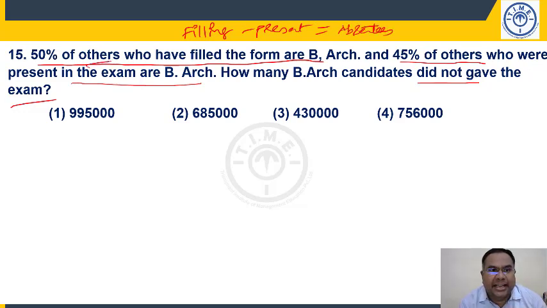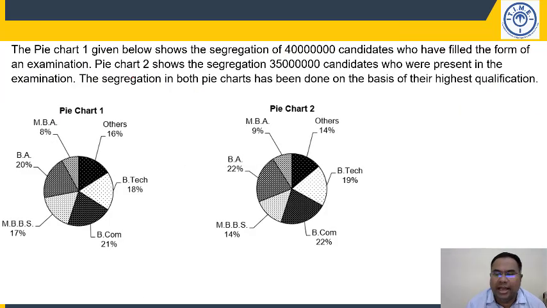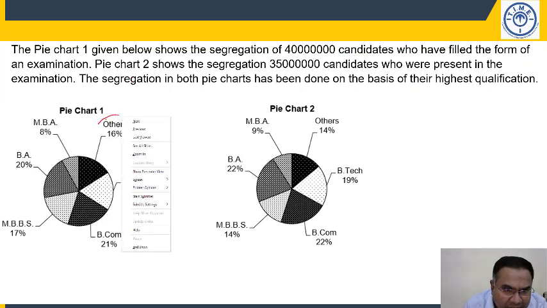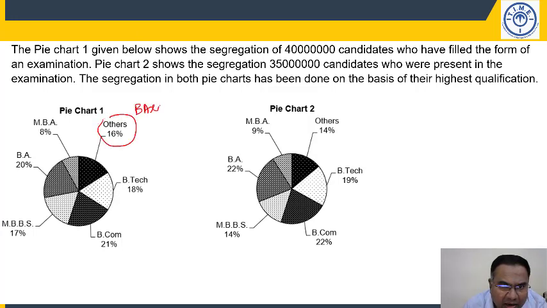From the others category, 50% who have filled the form are BR, and 45% of others who are present in the exam are BR. How many BR did not give the exam? We need to find out how many are absentees. Others is 16%. Out of this 16%, BR is 50%. Half of this is 8%. This is filling the form.